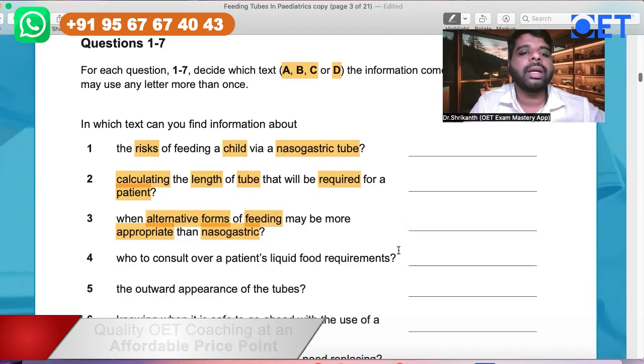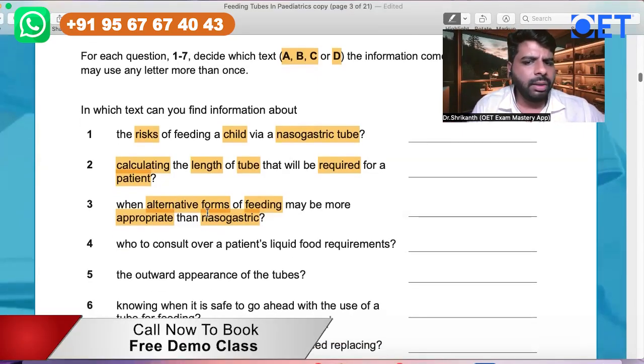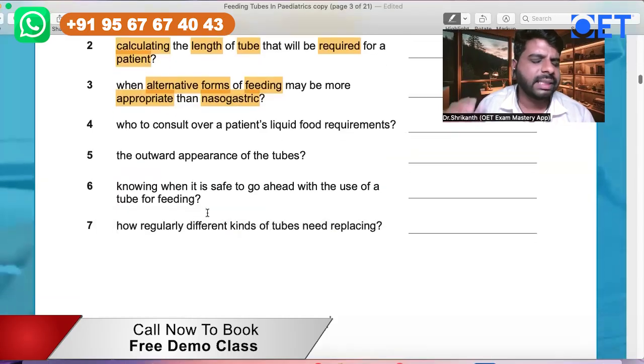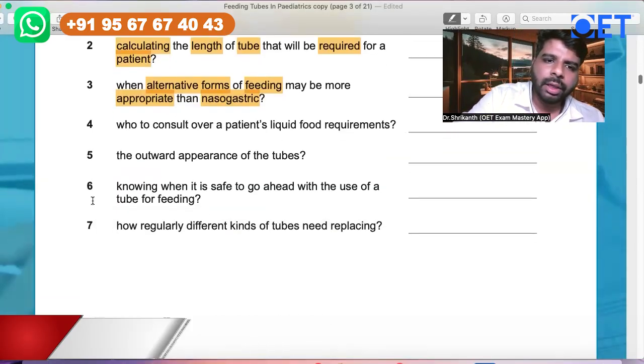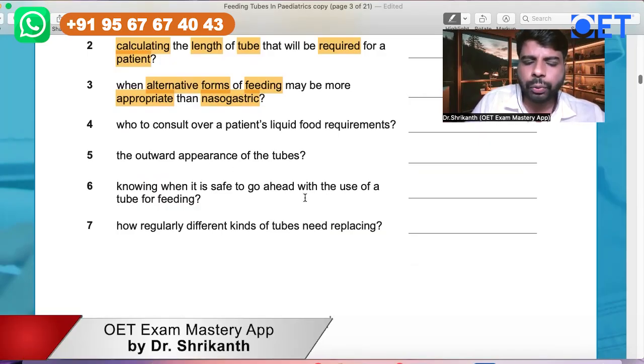But you must never forget the question. Now, how about we do the sixth and seventh. Let's read the sixth question over here. The sixth question is: knowing when it is safe to go ahead with the use of a feeding tube for feeding. Here they're asking you knowing when it is safe.